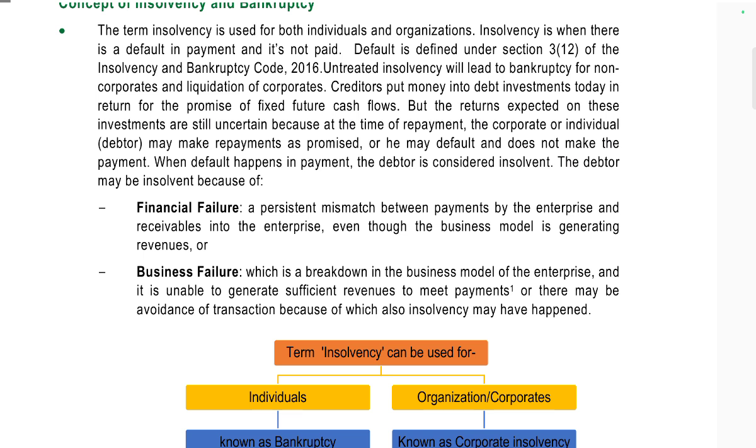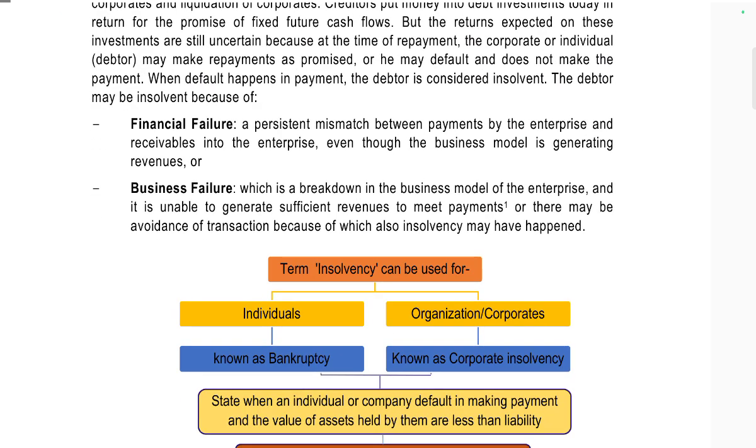But the return expected on these investments is still uncertain, because at the time of repayment, the corporate or individual may make repayment as promised, or he may default or not make the payment. When the default happens in payment, the debtor is considered insolvent. The debtor may be considered insolvent because of financial failure or business failure.